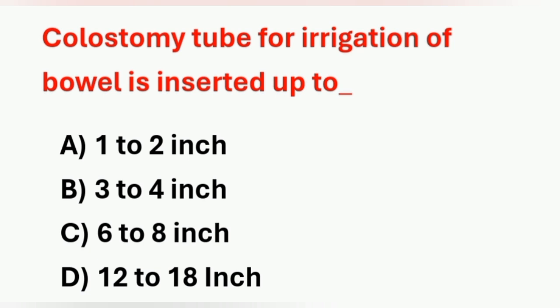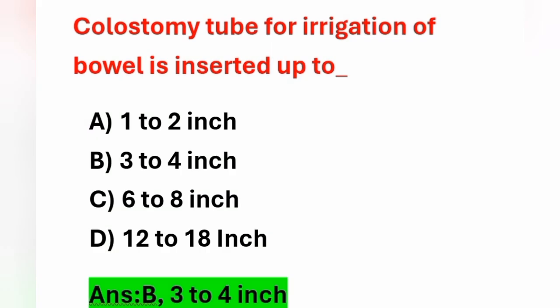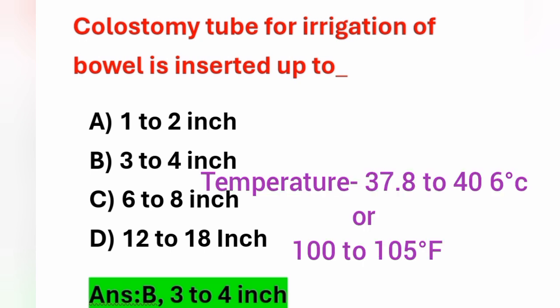Our question. While doing colostomy irrigation, the colostomy irrigation tube is inserted up to 3 to 4 inches. The catheter should not be inserted more than 4 inches. And while doing insertion, use a soft catheter. Always lubricate the catheter with a water soluble jelly and do not use Vaseline for lubrication. So the colostomy irrigation catheter should be inserted up to 4 inches. So here the correct answer is 3 to 4 inches, option B.